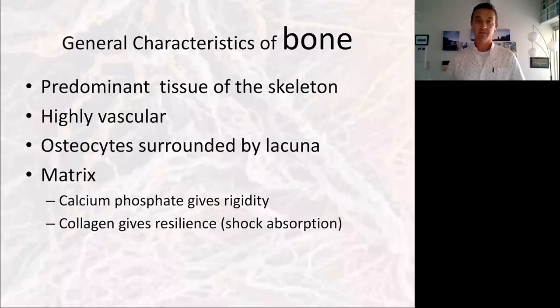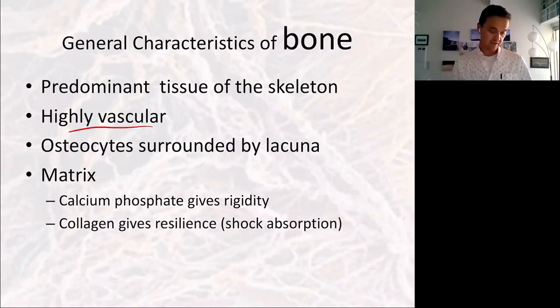All right, getting close to the end here. Bone is the predominant tissue of the skeleton, right? It's extremely vascular. It has osteocytes surrounded by lacuna. The osteocytes are the bone cells. The matrix is made up of two primary components. It has calcium phosphate, that's salt, or the inorganic portion, and then collagen, which is the organic portion, which gives it some flexibility.